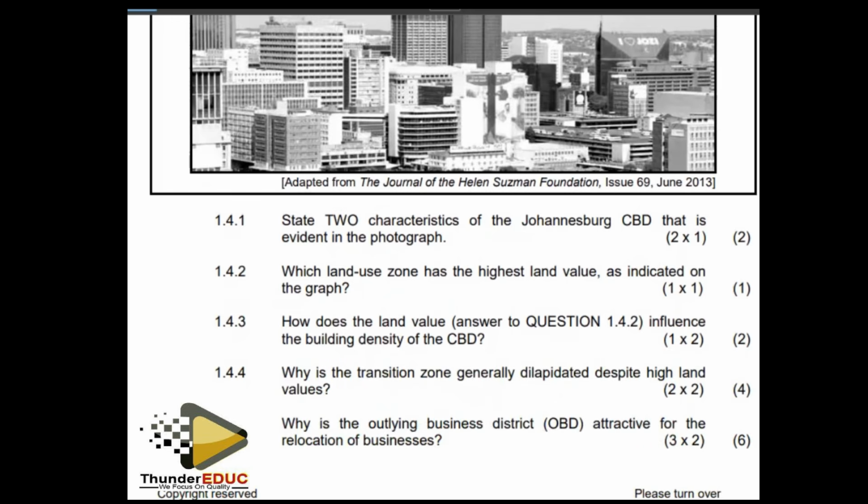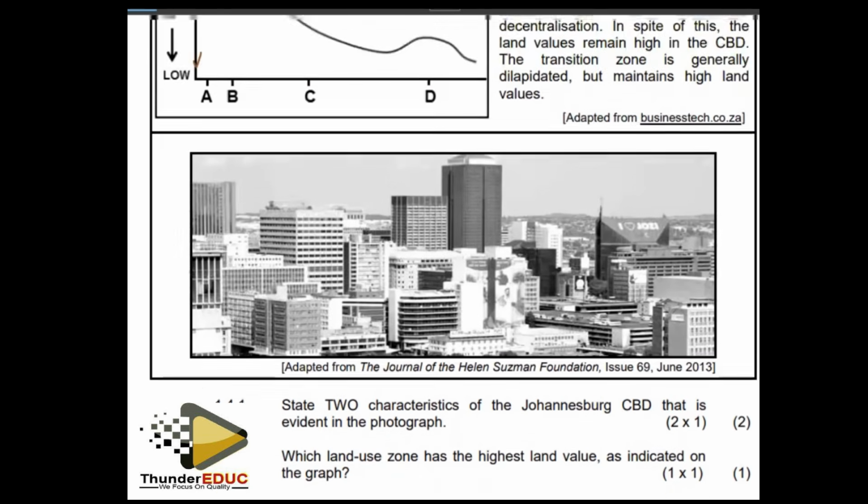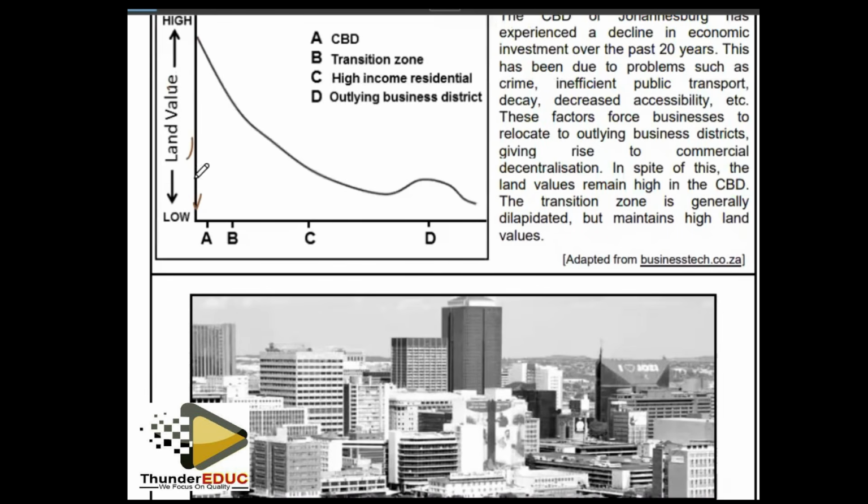1.4.2. Which land use zone has the highest land value as indicated in the graph? You go to the graph quickly. I'll take you back to the graph. The graph is here, and they have shown you that the land value here is low, here is high. This is land value. Here is a high part. This is the lowest part. Which one is reaching there? Obviously, when you see, A is higher.